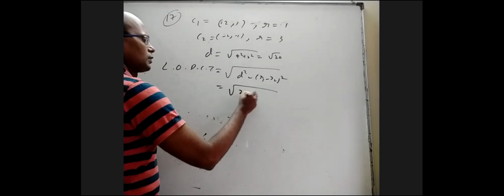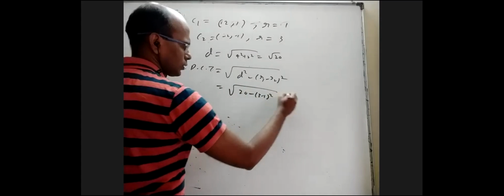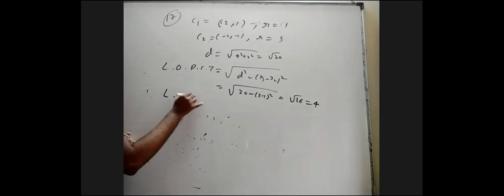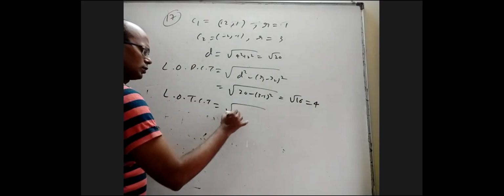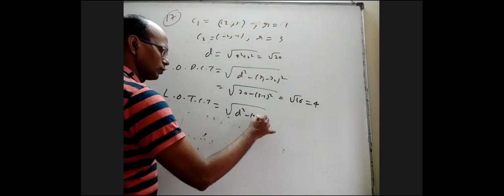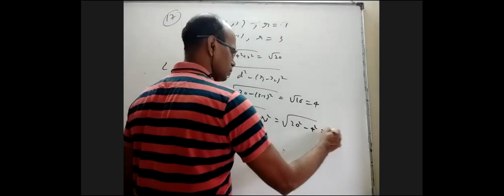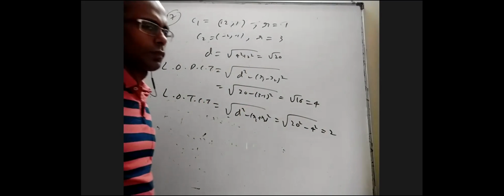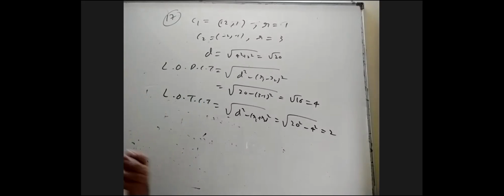That is 20 minus (3 minus 1) whole square, 20 minus 4, 16. Length of transverse common tangent is root of d square minus (r1 plus r2) whole square, 20 minus 16, which is 4. Directly based on the formula.